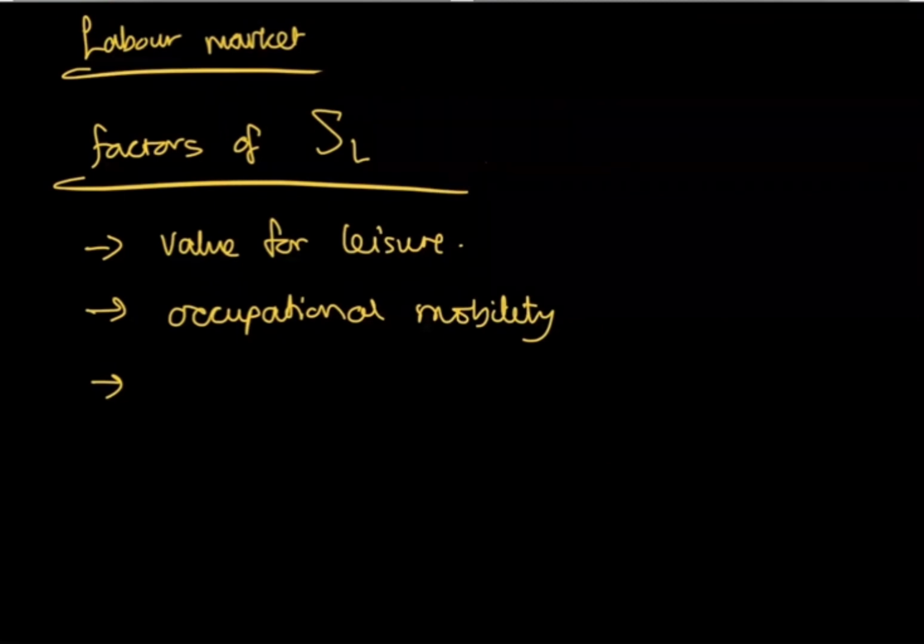But when you have your degree, your occupational mobility increases a lot. So then your supply of labor also increases. Like right now, you wouldn't be willing and able to work in a data science job. But once you get your degree, you're willing and able to work in it, right?